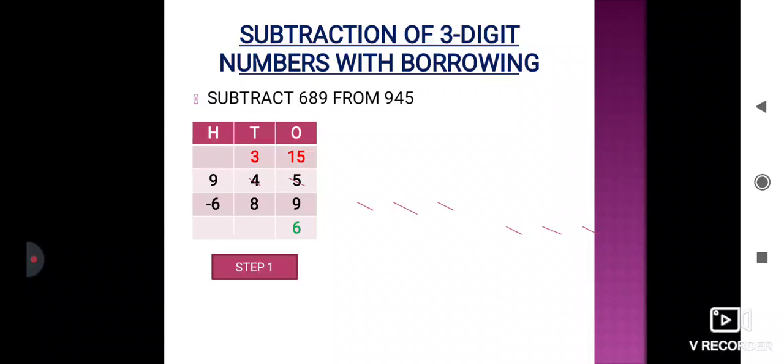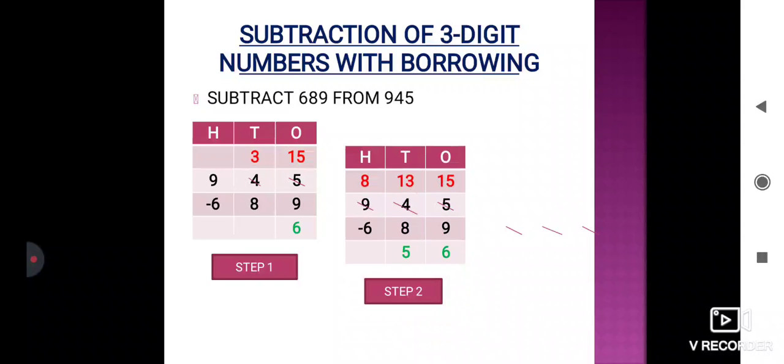At ones place you have 5. 5 is smaller than 9. So 5 will borrow from the digit which is at tens place. At tens place you have 4. So you will break 4 into ones and tens, that is 3 ones and 10 tens. 5 will borrow 10 from tens and it will become 15. Now you can subtract 9 from 15 and you will get 6.